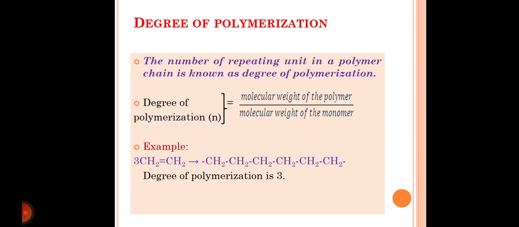Degree of polymerization. The number of repeating units in a polymer chain is known as degree of polymerization. So it is expressed in the equation: molecular weight of the polymer divided by molecular weight of the monomer. So when we consider 3 molecules of ethylene, the degree of polymerization is 3.